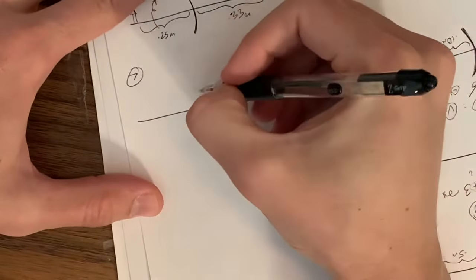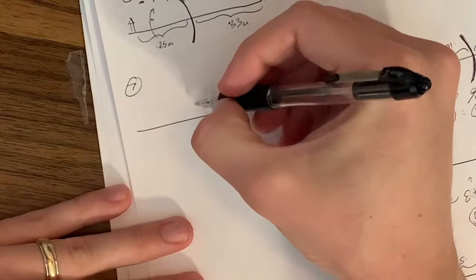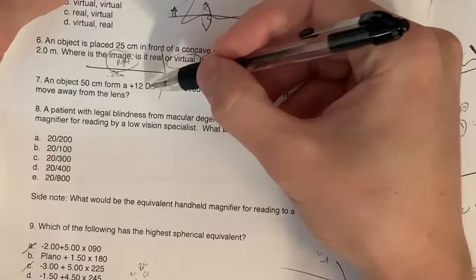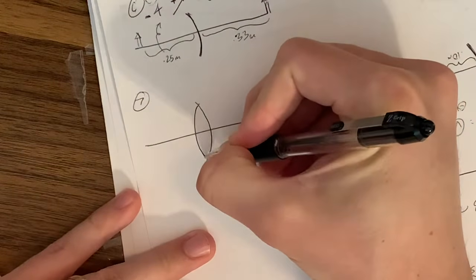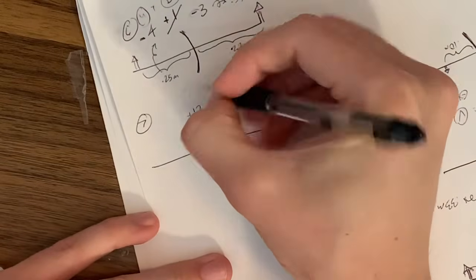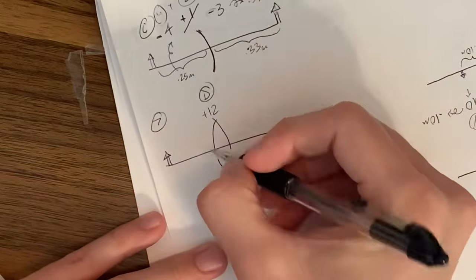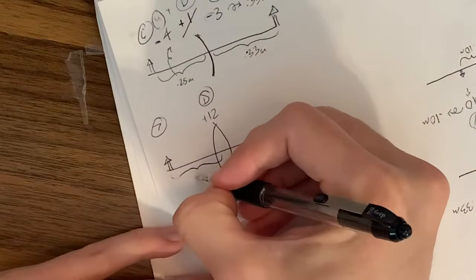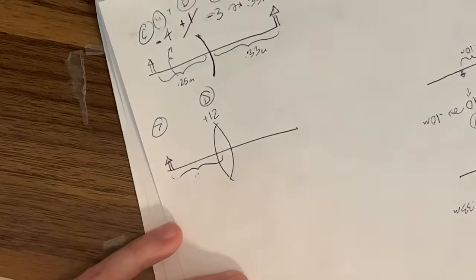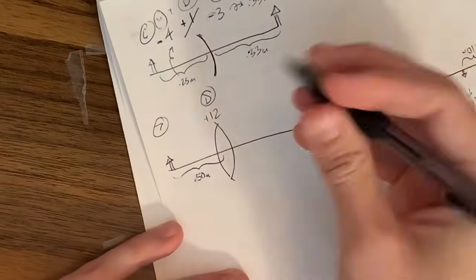We draw our line, we draw our lens. It's a 12 diopter lens. It says plus 12, so it's going to be a converging lens because it's plus 12. That's our power. Here's our object, which is whatever distance away. I think we said 50, 0.5 meters.